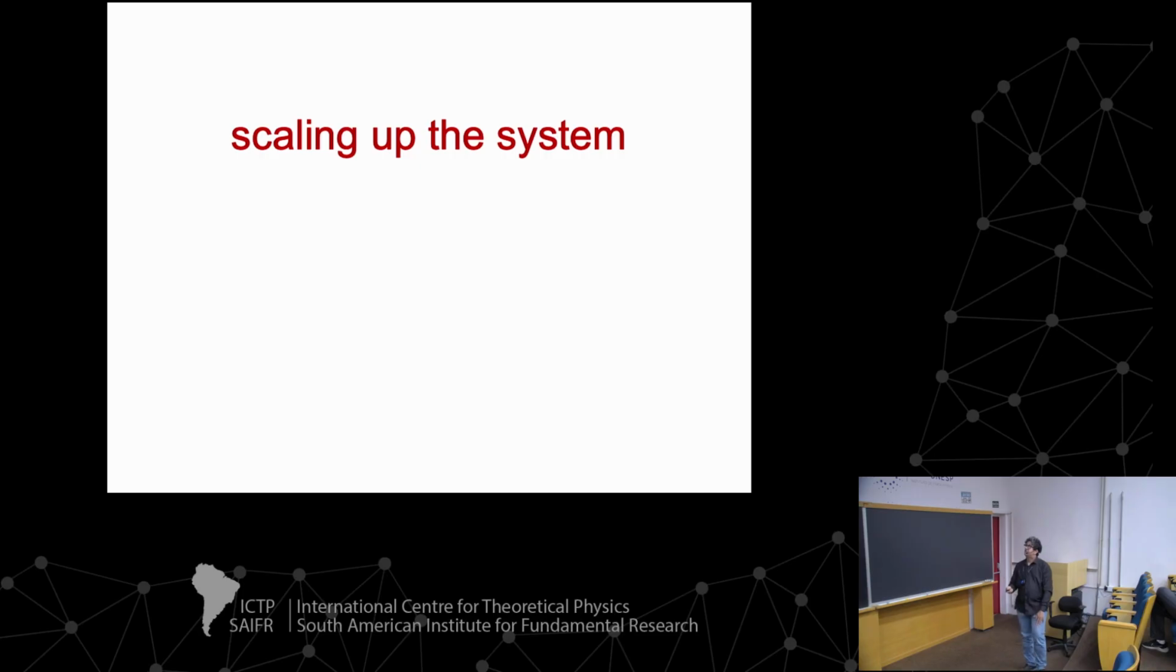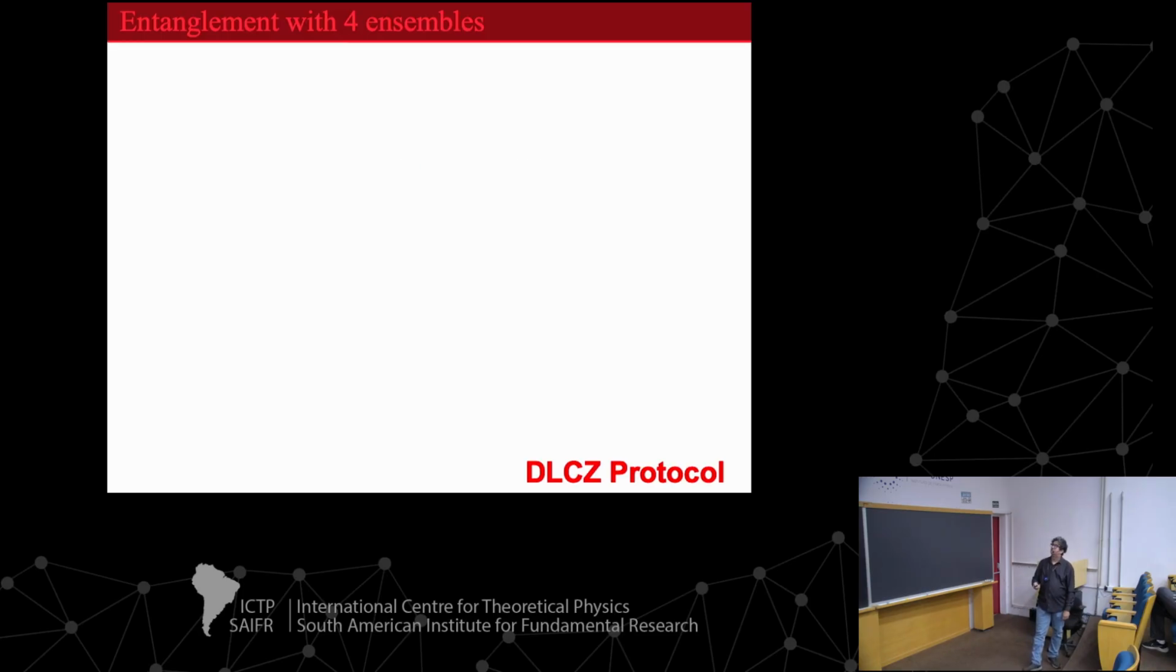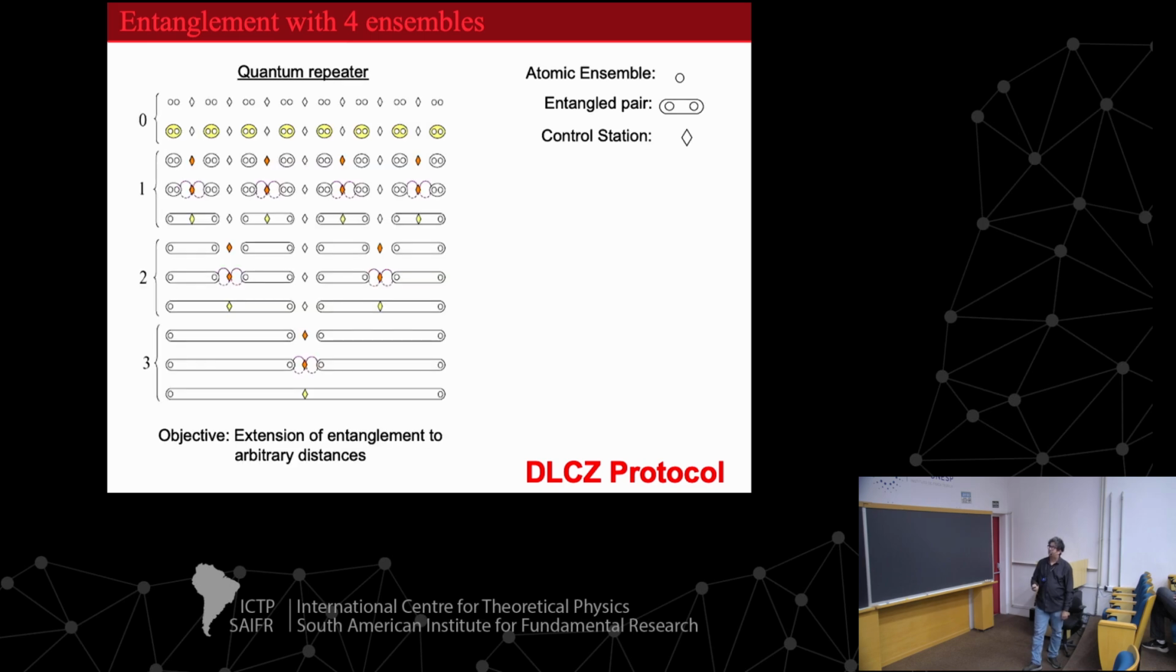If you want to scale up the system, so these are all almost 20 years old experiments, the problem is it's really challenging to scale up from here. So this is an idea on how, in principle, you could do a quantum repeater. Let's start with these small circles here, which are just atomic ensembles. They are together here because they are in the same site. And these diamonds here are just control stations that send pulses that would control, for example, the entanglement swapping. And these are the entangled pairs. So this is just an idea on how you can scale up.